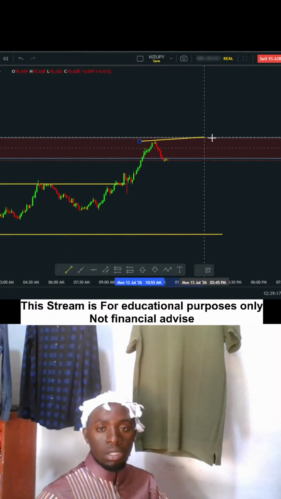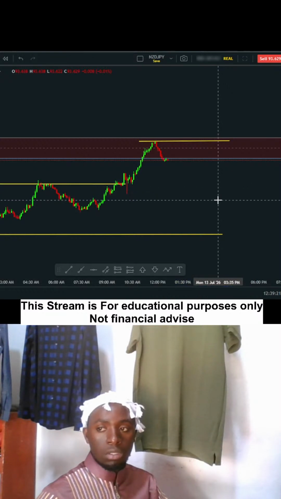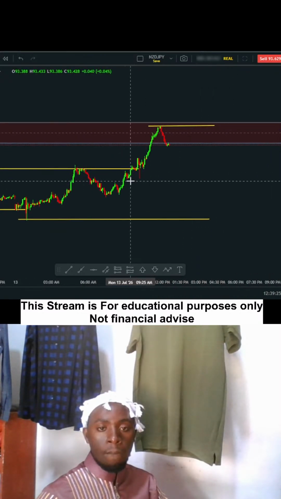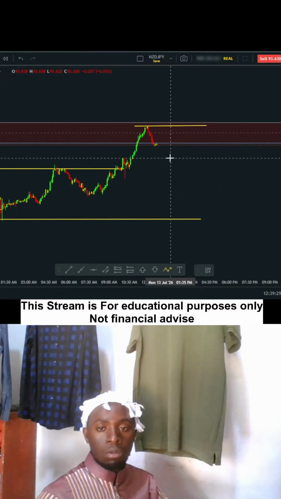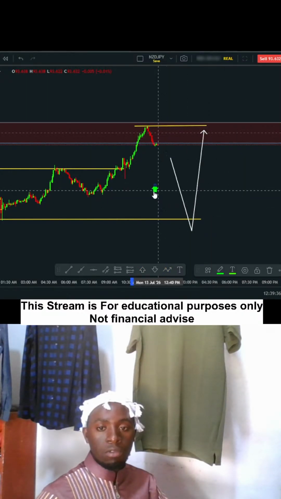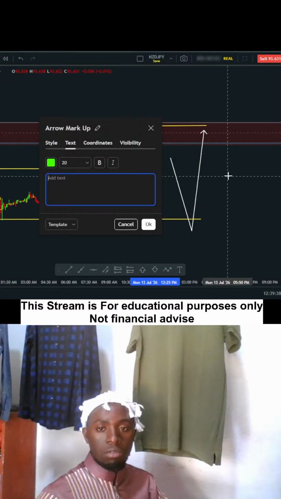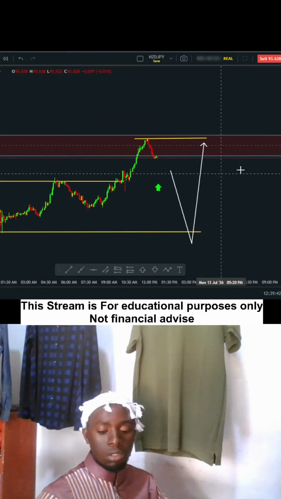That's a valid high right there. That's a valid high right there. Boom. High time frame is definitely very bullish.